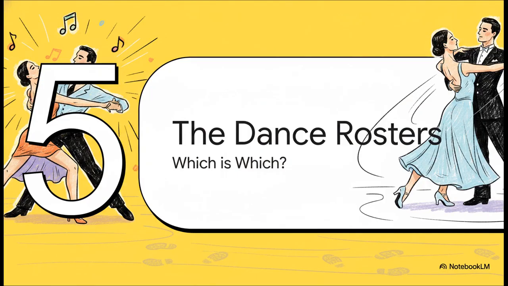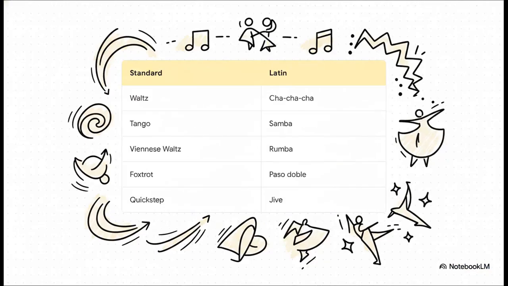Section 5. The dance rosters. Depending on the competition rules, here is the typical breakdown you'll see on the floor. For standard, we have the elegant waltz, the dramatic tango, the dizzyingly fast Viennese waltz, the jazzy foxtrot, and the flying quickstep. Over in the Latin category, the roster features the syncopated cha-cha-cha, the bouncing samba, the romantic rumba, the powerful paso doble, and the high-energy jive.